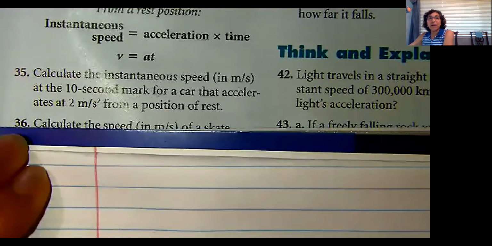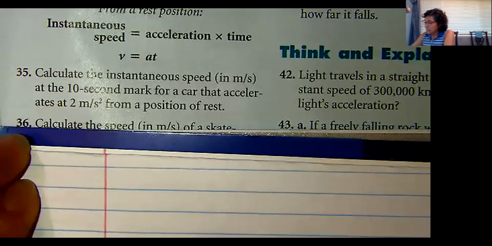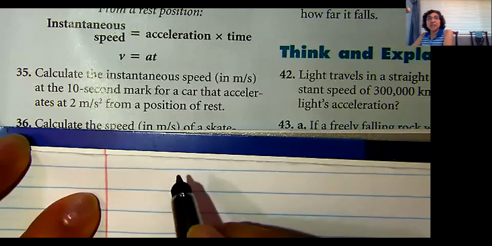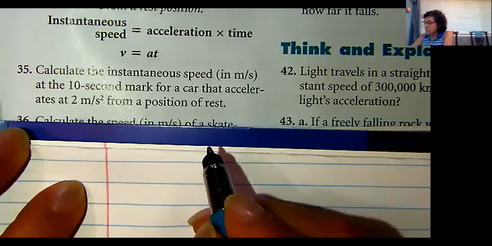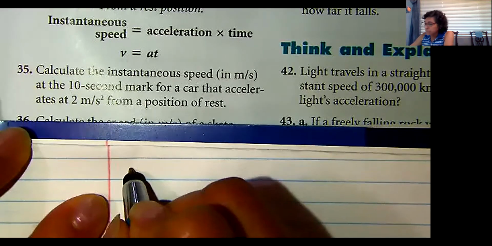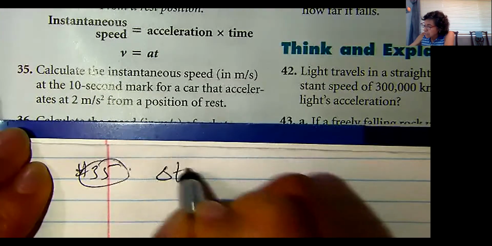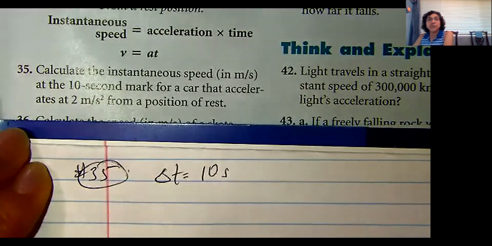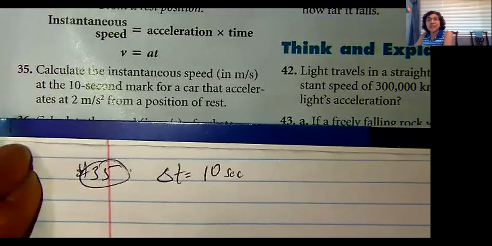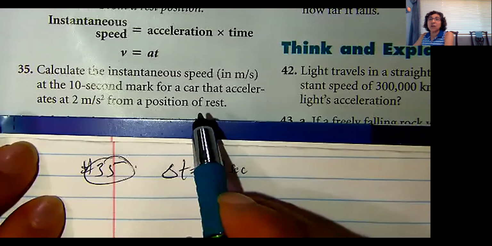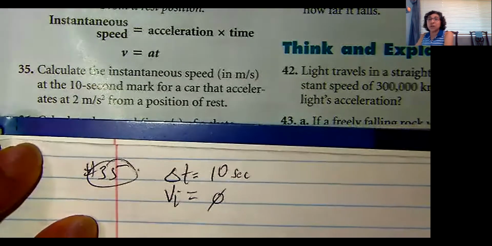Here we go. Calculate the instantaneous speed. We want to know what the speed is in meters per second at the 10-second mark. Okay, what does that mean? Well, let's say it started from 0 and at 10 seconds. So delta t, this is number 35. I know that delta t is 10 seconds. It said a position of rest. Oh, it started at a position of rest. That means my V initial is 0.